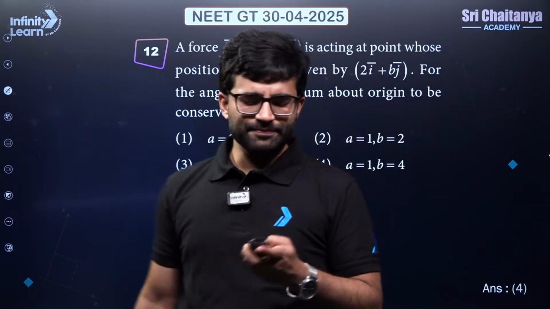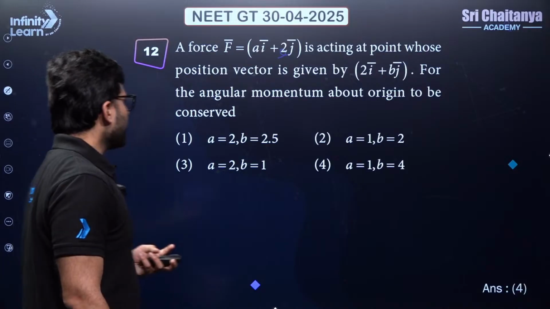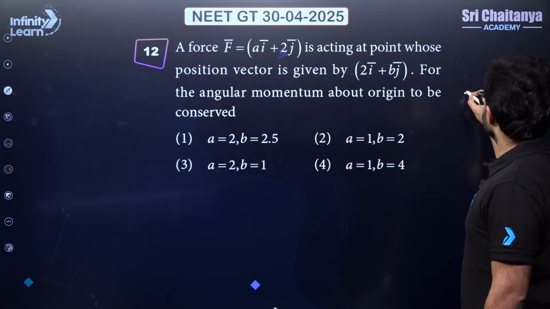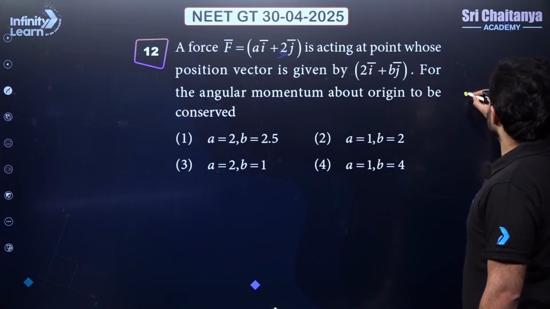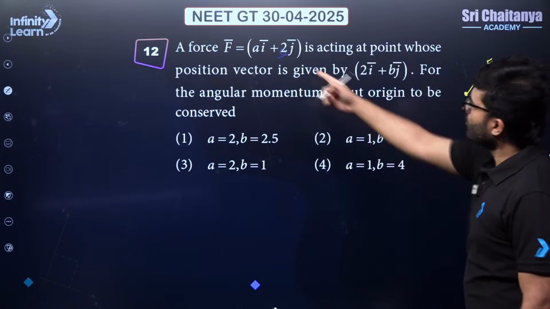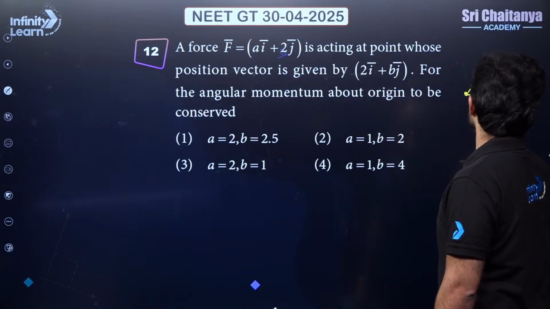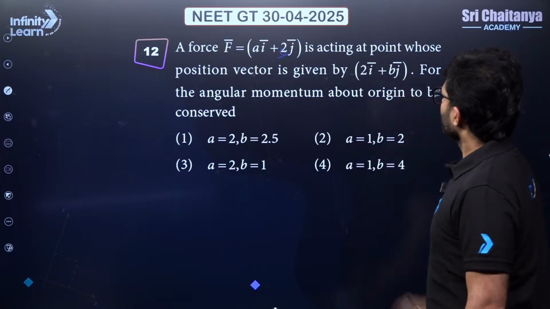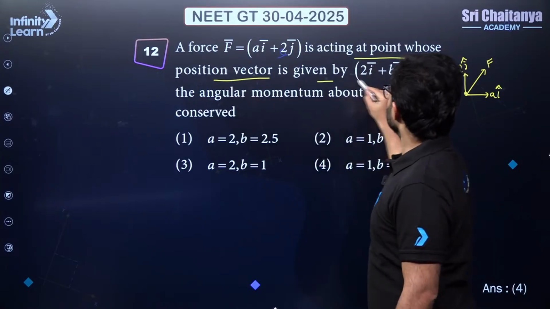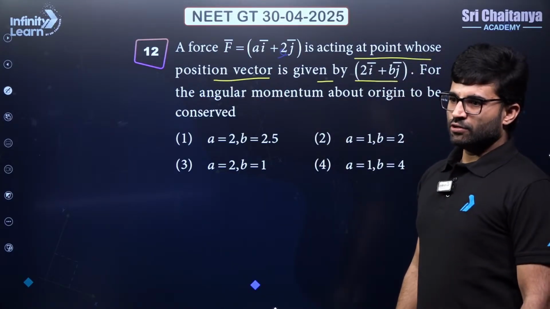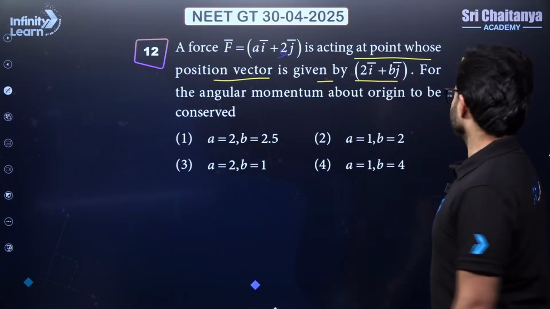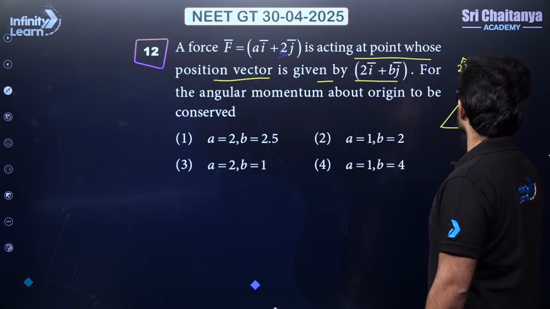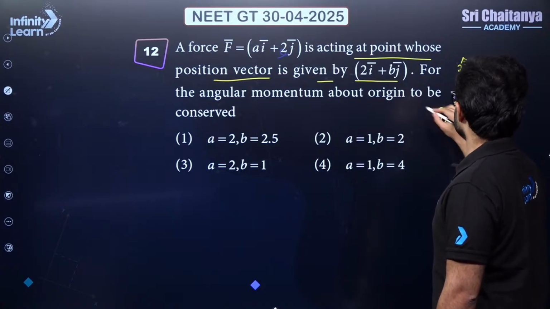Let's move to the next question. A force F = a i cap + 2j cap is acting at a point. So let's draw a point. Let's say the force is acting in this direction. It has two components, a i cap and 2j cap. This is my force, acting at a point whose position vector is given by 2i cap + bj cap. So this position vector is 2i cap and bj cap.